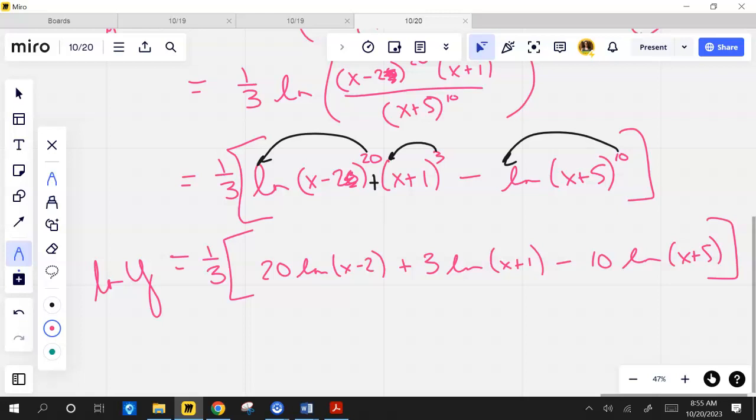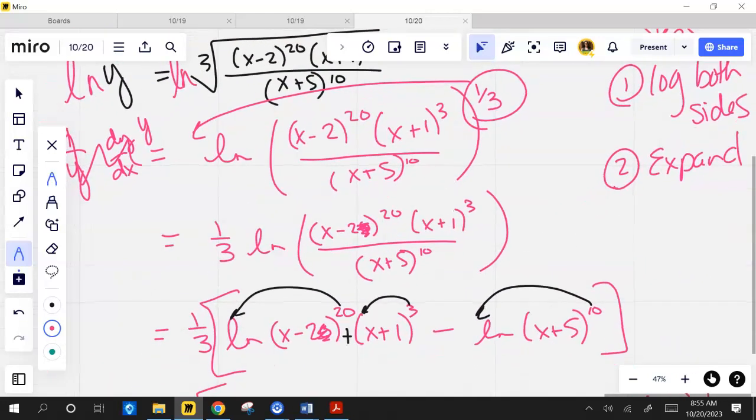No, because we're not taking a derivative yet. All we did was just expanded it. So we've done no calculus yet. We're fixing to. Now take the derivative of both sides. So step 3. Derive.